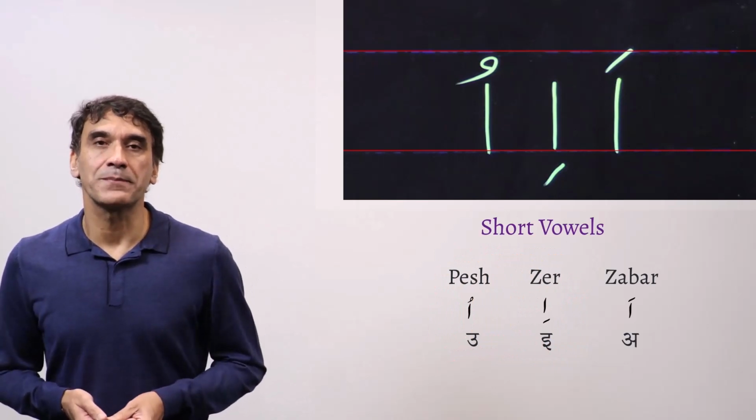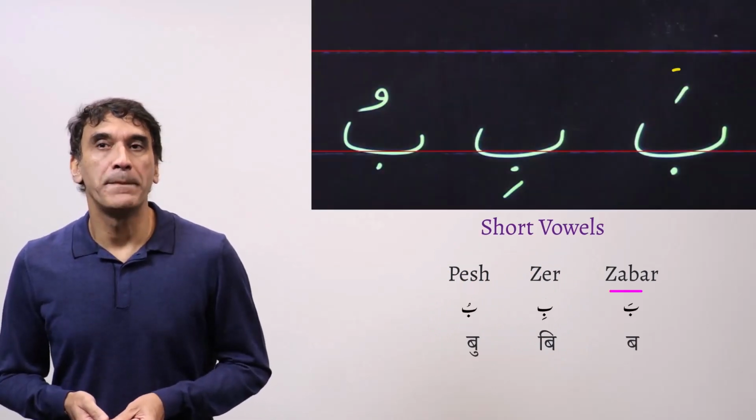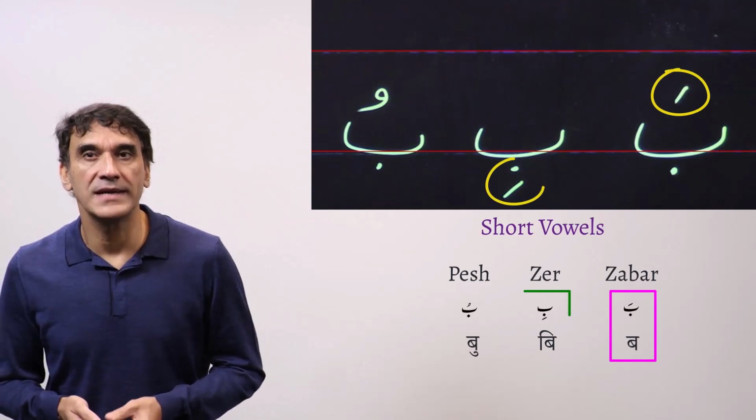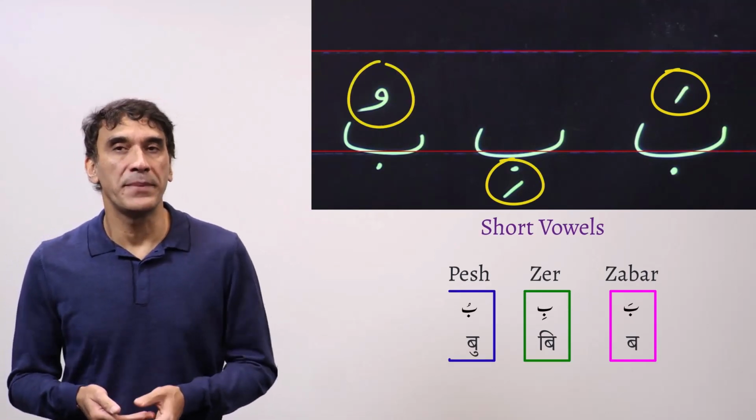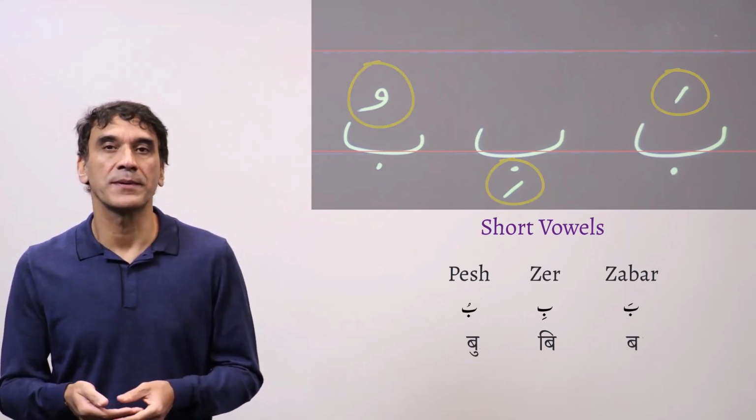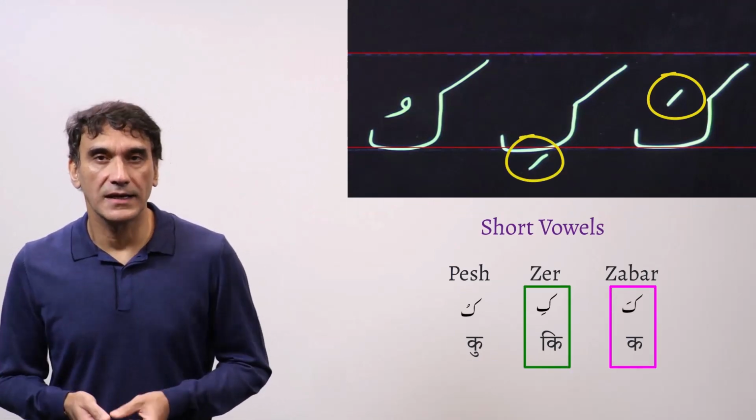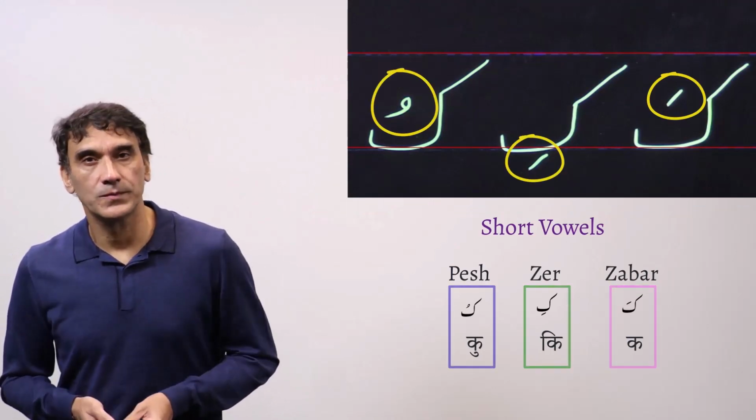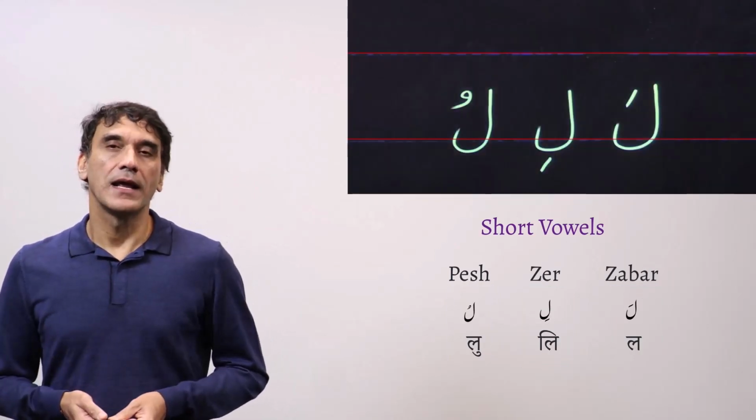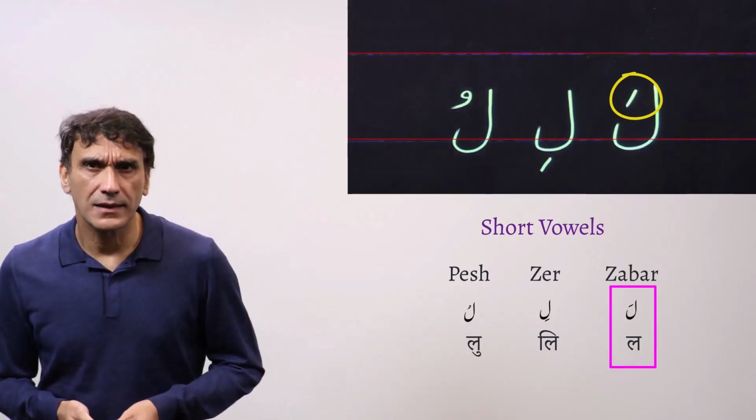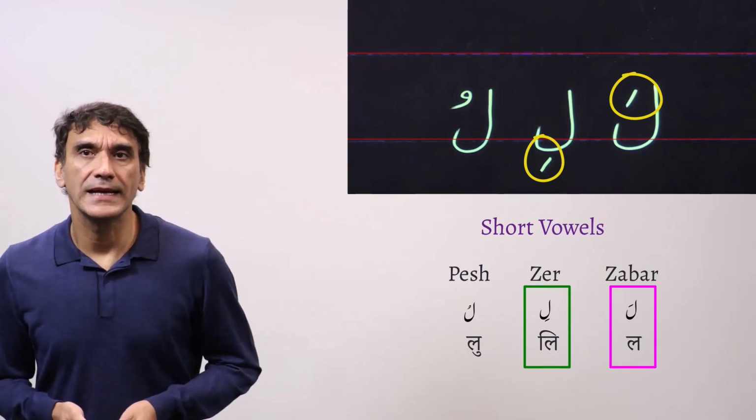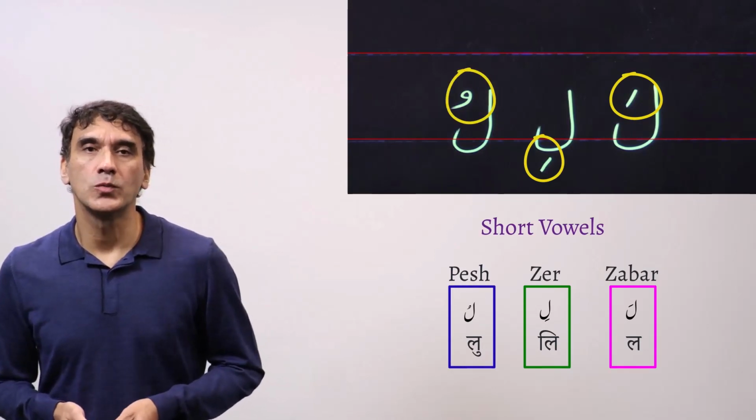Let's take Zabar, Zer, Pesh with consonants. Be Zabar Ba, Be Zer Bi, and Be Pesh Bu. One more example. Kaf Zabar Ka, Kaf Zer Ki, and Kaf Pesh Ku. And the final example, Lam Zabar La, Lam Zer Li, and Lam Pesh Lu.